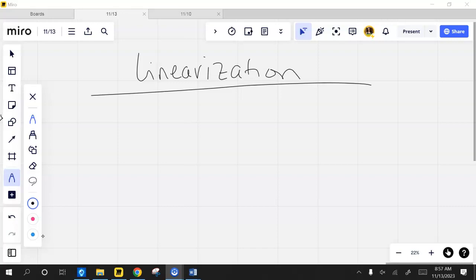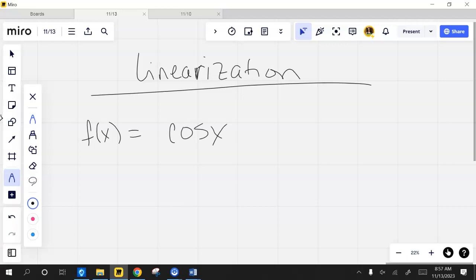Here's linearization in a nutshell. They take a really complicated function, okay, and they ask you to write a linear approximation and use it to find a certain value. So in other words, maybe they give you something like f of x equals cosine x.